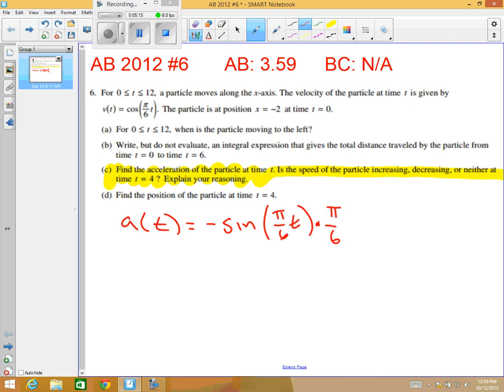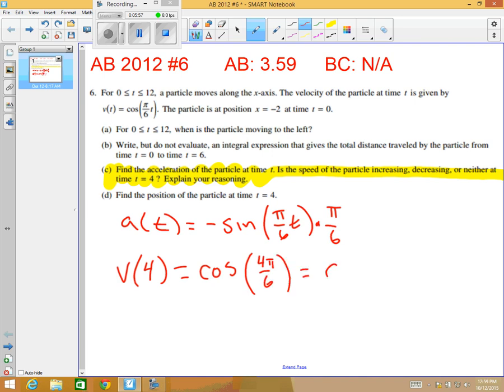Speeding up and slowing down refers to checking acceleration and velocity. As you should remember, if acceleration and velocity have the same sign, we're speeding up, or you could say speed is increasing. If acceleration and velocity have different signs, you're going to say that the object is slowing down or the speed is decreasing. So let's take a look. Let's find the velocity at 4. We have the equation for velocity up in the given information. 4 pi over 6, which reduces to 2 pi over 3.